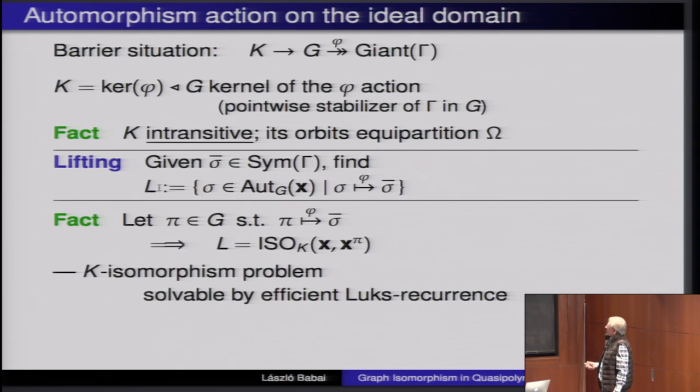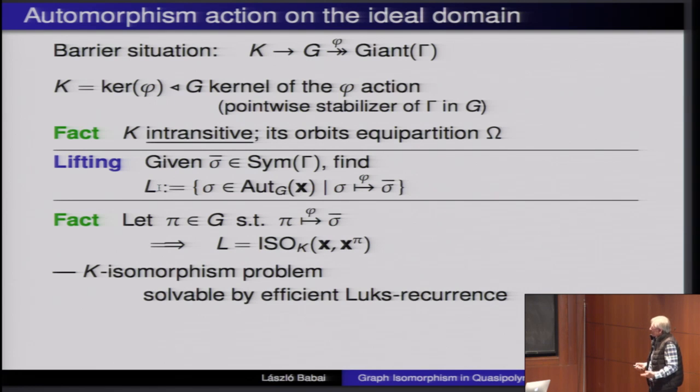Okay, so the first thing is we have this homomorphism, and then let's look at the kernel of that homomorphism. That's a normal subgroup, and it is a fact, I will indicate why it is true, that this group is intransitive. And also we know that its orbits equipartition G, so going down to this kernel is major progress, if we can do that in a way that's less expensive than a naive application of Luks's descent.